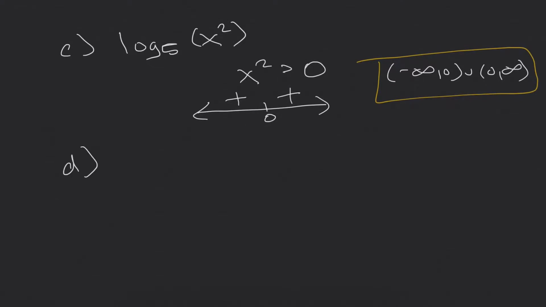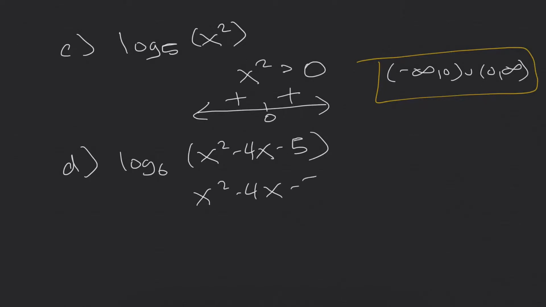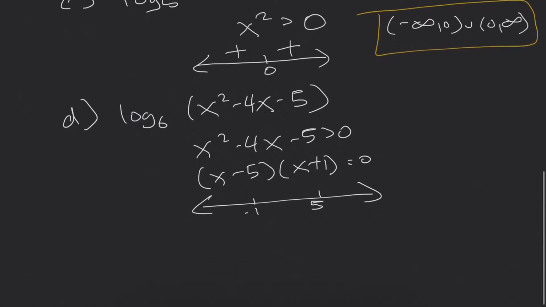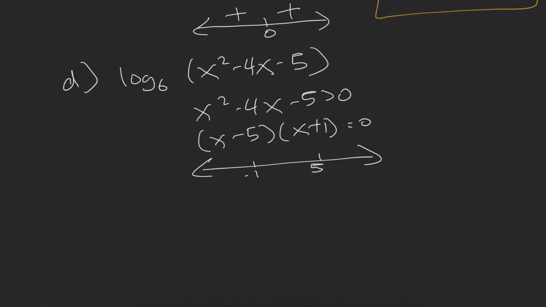And let's see, let's do another one here. Let's say log base 6 of x squared minus 4x minus 5. So I know for a fact for log domains, I need this inside part to be greater than 0. To solve an inequality like that, I'm going to go ahead and set it equal to 0. I'll factor it at the same time as well. So x minus 5, x plus 1. So on my number line, I need a negative 1 and I need a positive 5.